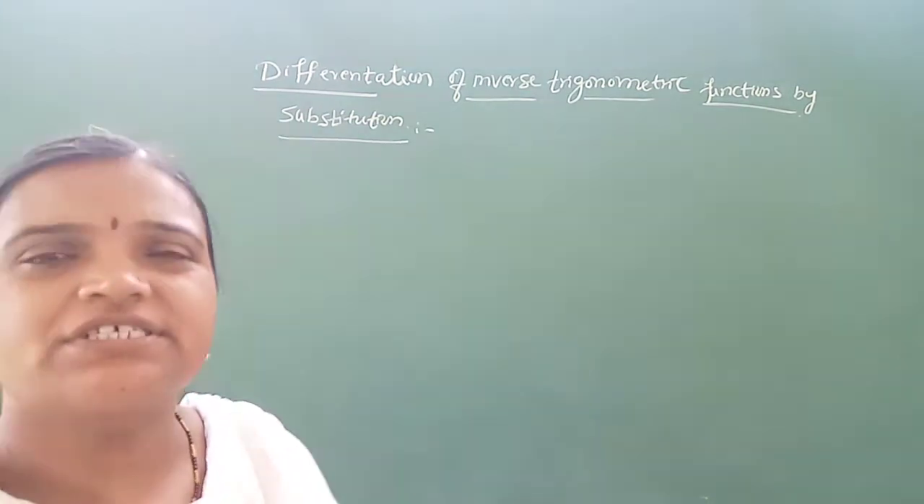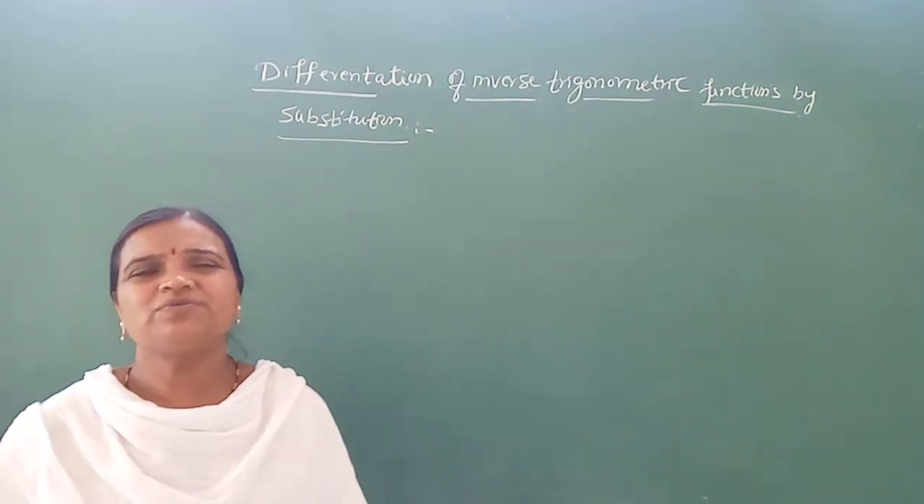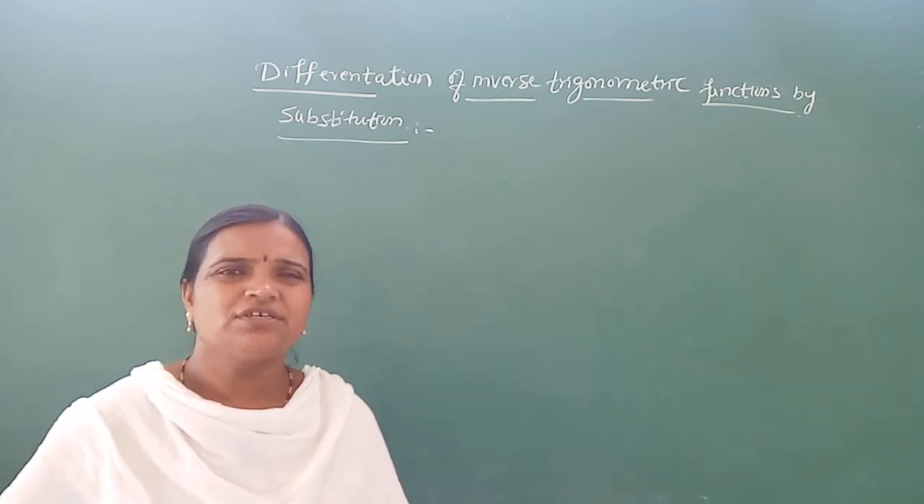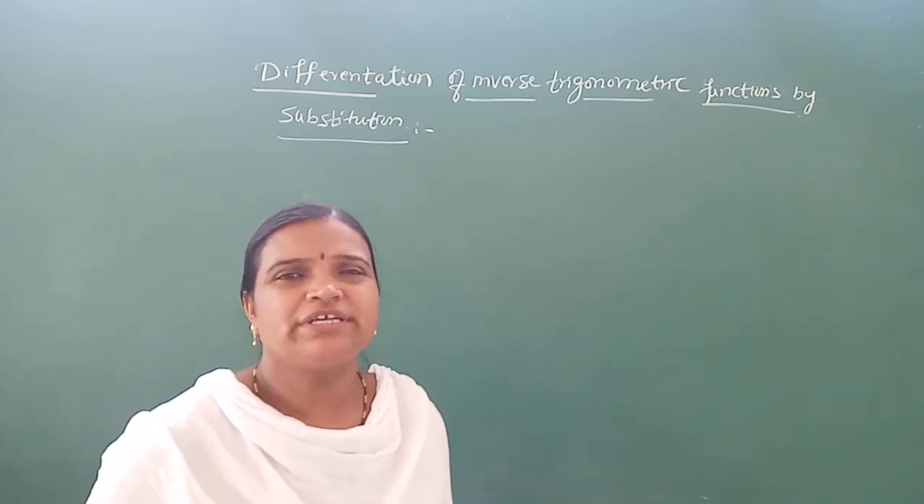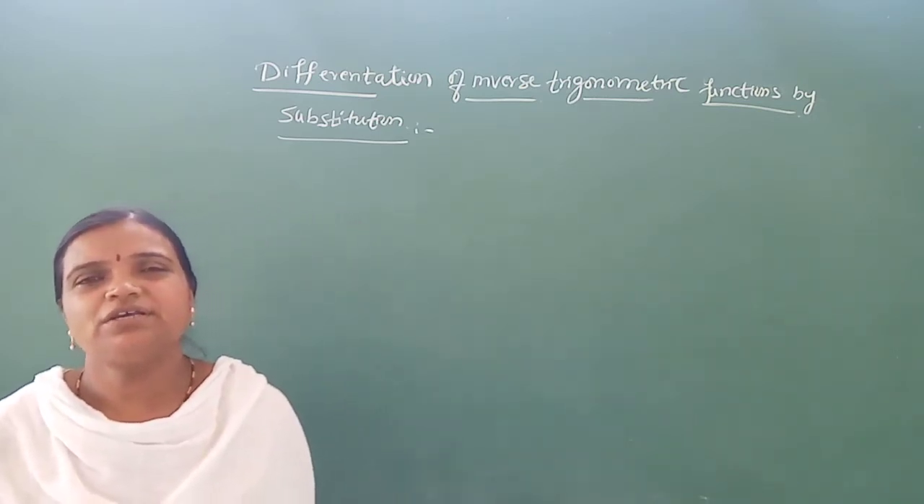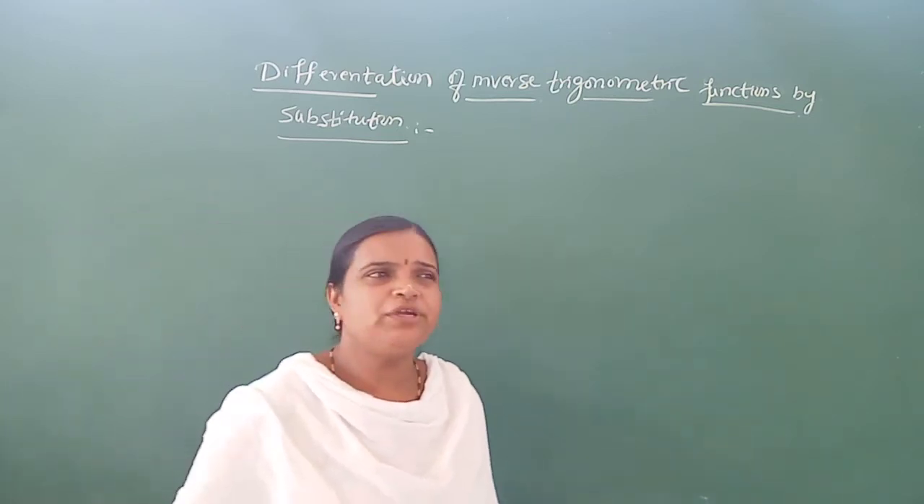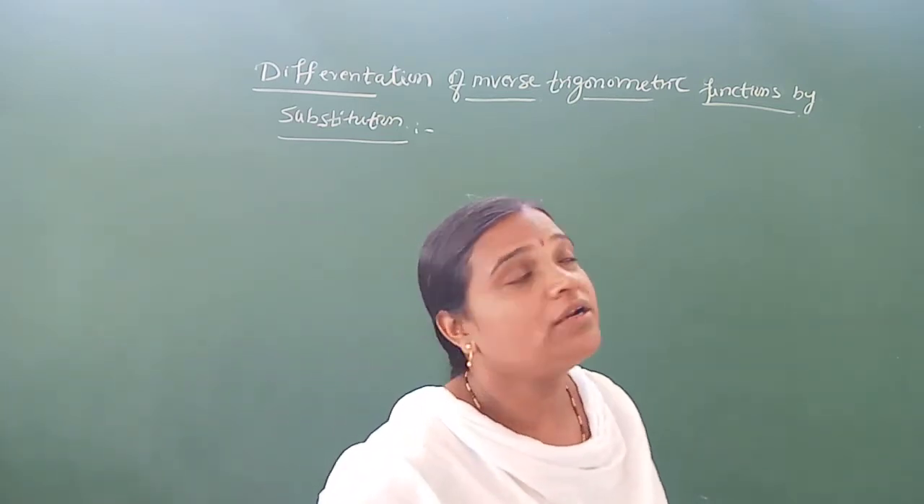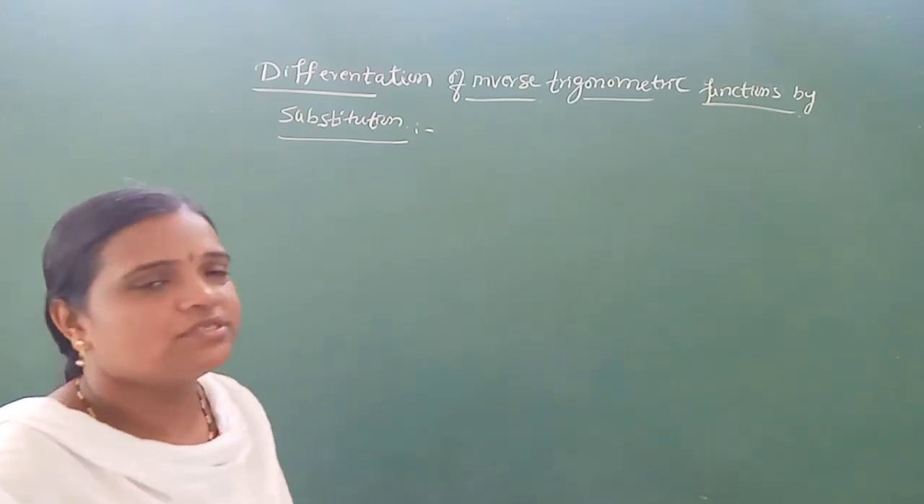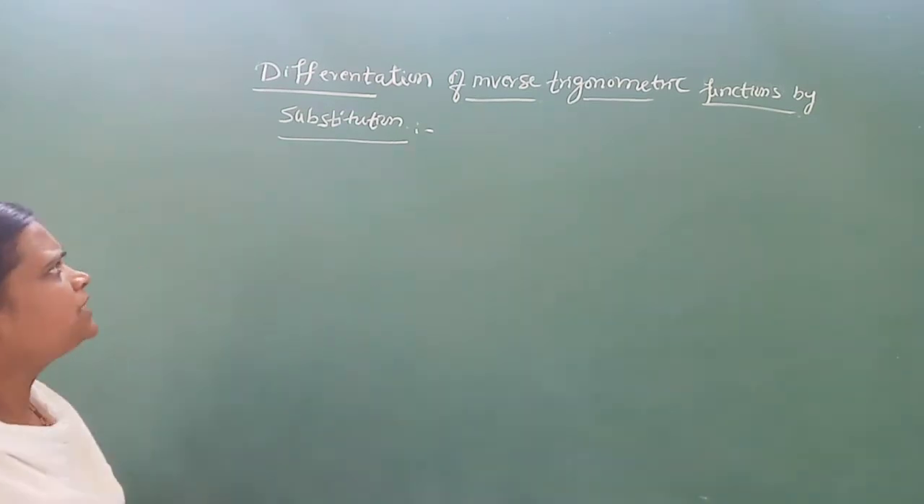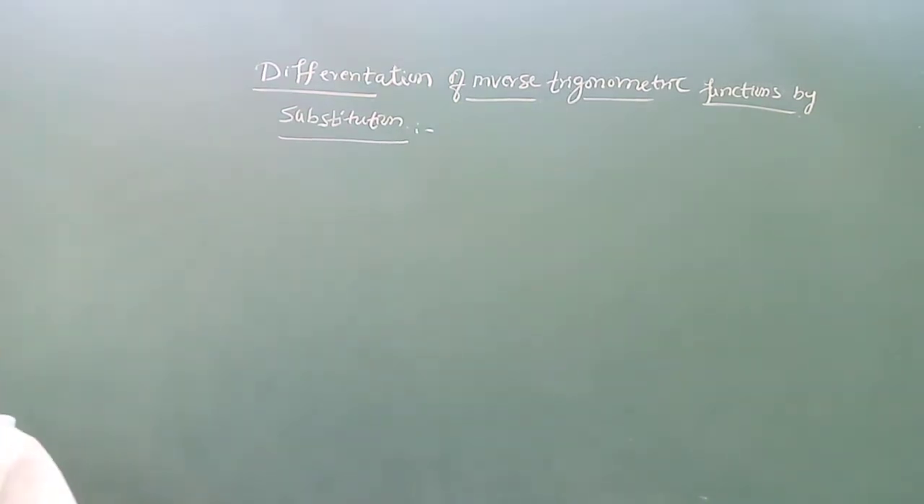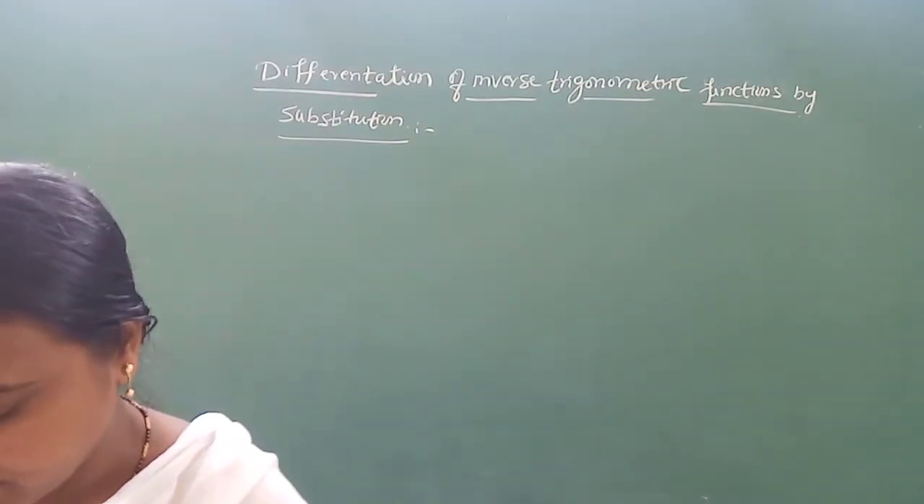Last class we discussed examples of derivatives of inverse trigonometric functions, and I gave an example based on that: tan inverse of (1 plus x) by (1 minus x). That one we did by the normal method or by the substitution method. The same examples we will now continue, and we will do them one by one.